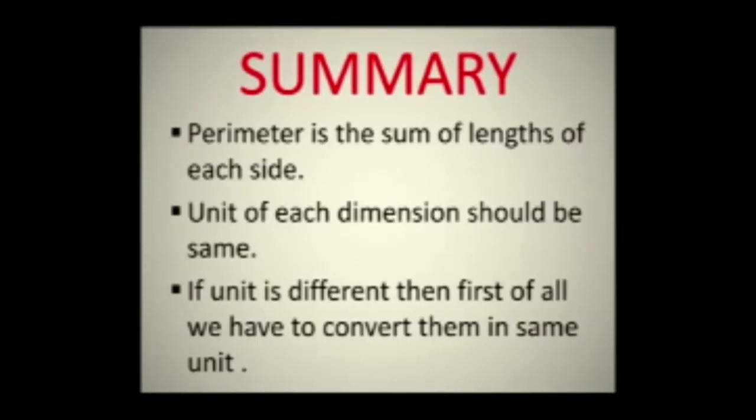Now, summary. Perimeter is the sum of lengths of each side. Unit of each dimension should be the same. If the unit is different, then first of all we have to convert them into the same unit. Thank you.